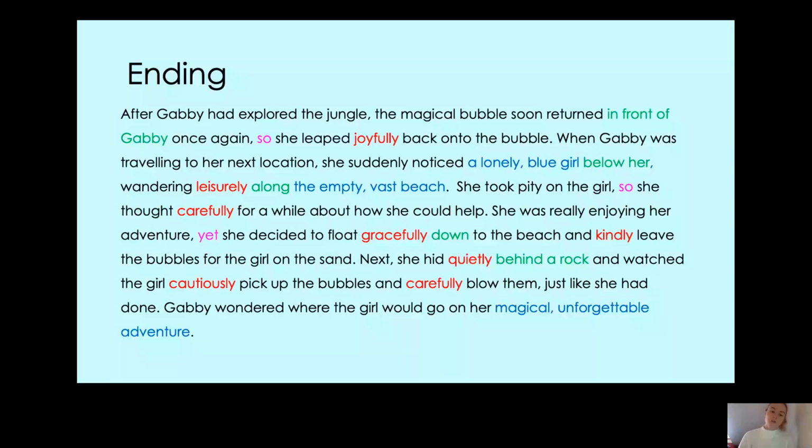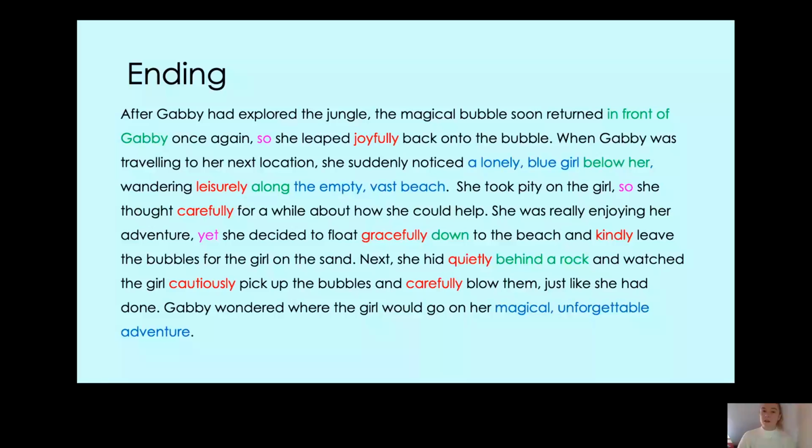When Gabby was travelling to her next location, she suddenly noticed a lonely blue girl. She suddenly noticed a lonely glum girl. She suddenly noticed a lonely upset girl. There are lots of synonyms for blue that you could use here. Below her, she suddenly noticed a lonely blue girl on the beach. She suddenly noticed a lonely blue girl in front of her. She suddenly noticed a lonely blue girl below her. That's what I went for, the adverb of place, below her.